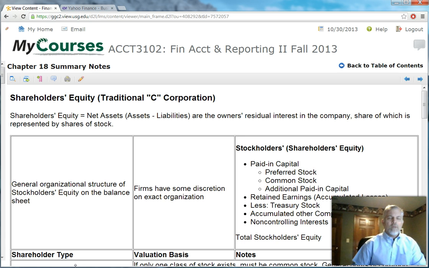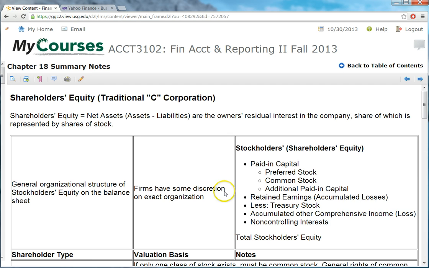In this video, I'm going to introduce the organizational structure of the shareholders' equity section of the balance sheet. So, shareholders' equity represents essentially the net assets of a company. The net assets are assets minus liabilities. We can go all the way back to the essential accounting equation: assets equals liabilities plus shareholders' equity.